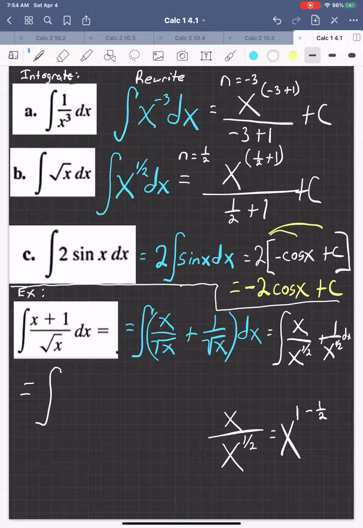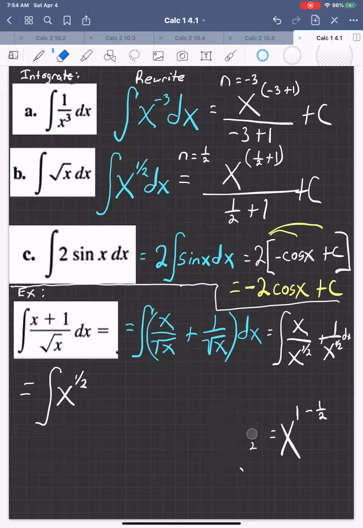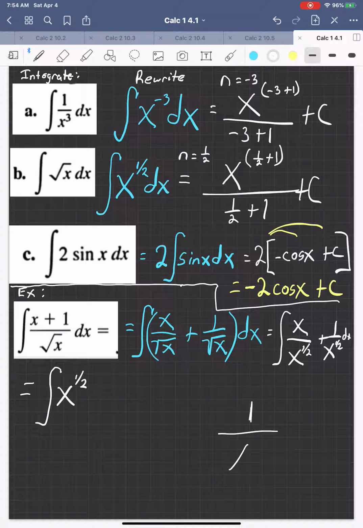So if you have $1 and you take away 50 cents, what do you have? You have 50 cents. So you end up with x to the 1/2. And finally, if I have 1 over x to the 1/2, of course, I can rewrite that as just x to the power of negative 1/2. So this becomes plus x to the power of negative 1/2.